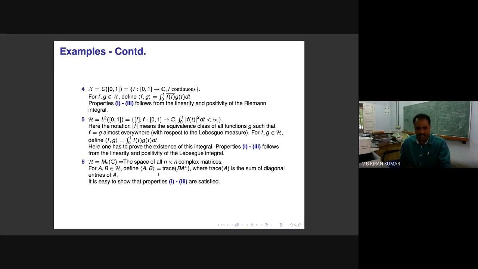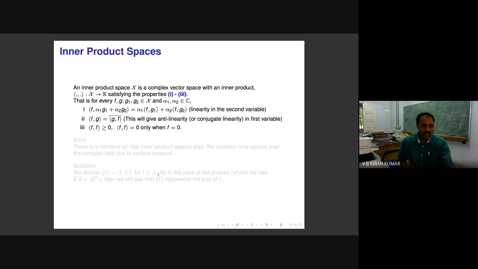Okay, with these examples, let me go to the definition. So what do you mean by an inner product space? You consider a complex vector space with an inner product. So what is an inner product? An inner product is a function from this vector space cross itself to C, satisfying properties 1 to 3. What are the properties? Let me just rewrite them again.